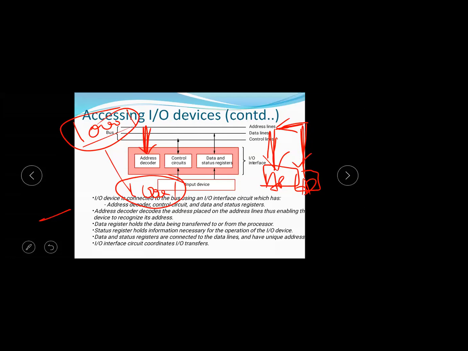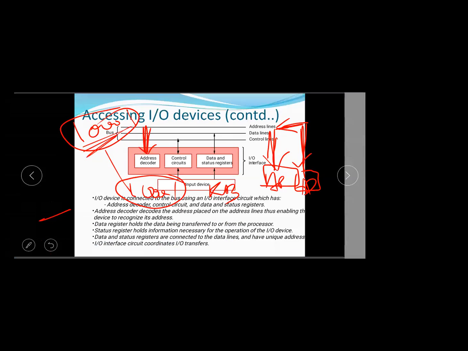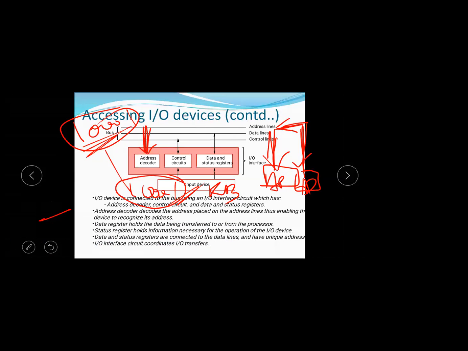The path is established between the device 1001, the address for the keyboard input device. Then this address and this address both are matched. Then a path is established between the input device and the data line and control lines.